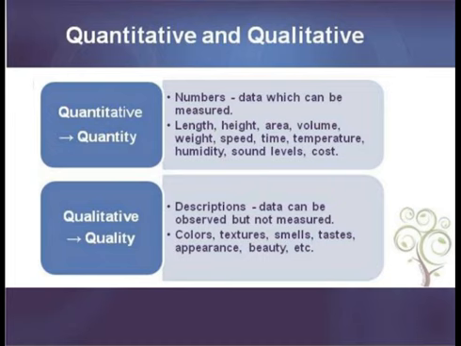By contrast, qualitative data get at more abstract or subjective qualities. So here we're dealing with descriptions. We can observe the data, but we can't necessarily measure them. Colors, textures, tastes, appearance, beauty. We can rank things on a scale of beauty, but it's not going to be the same kind of scale that can say, I'm twice as tall as somebody else. Something may be smellier than something else, but we can't say this is twice as smelly as this other thing, the way I might be twice as rich as someone else.